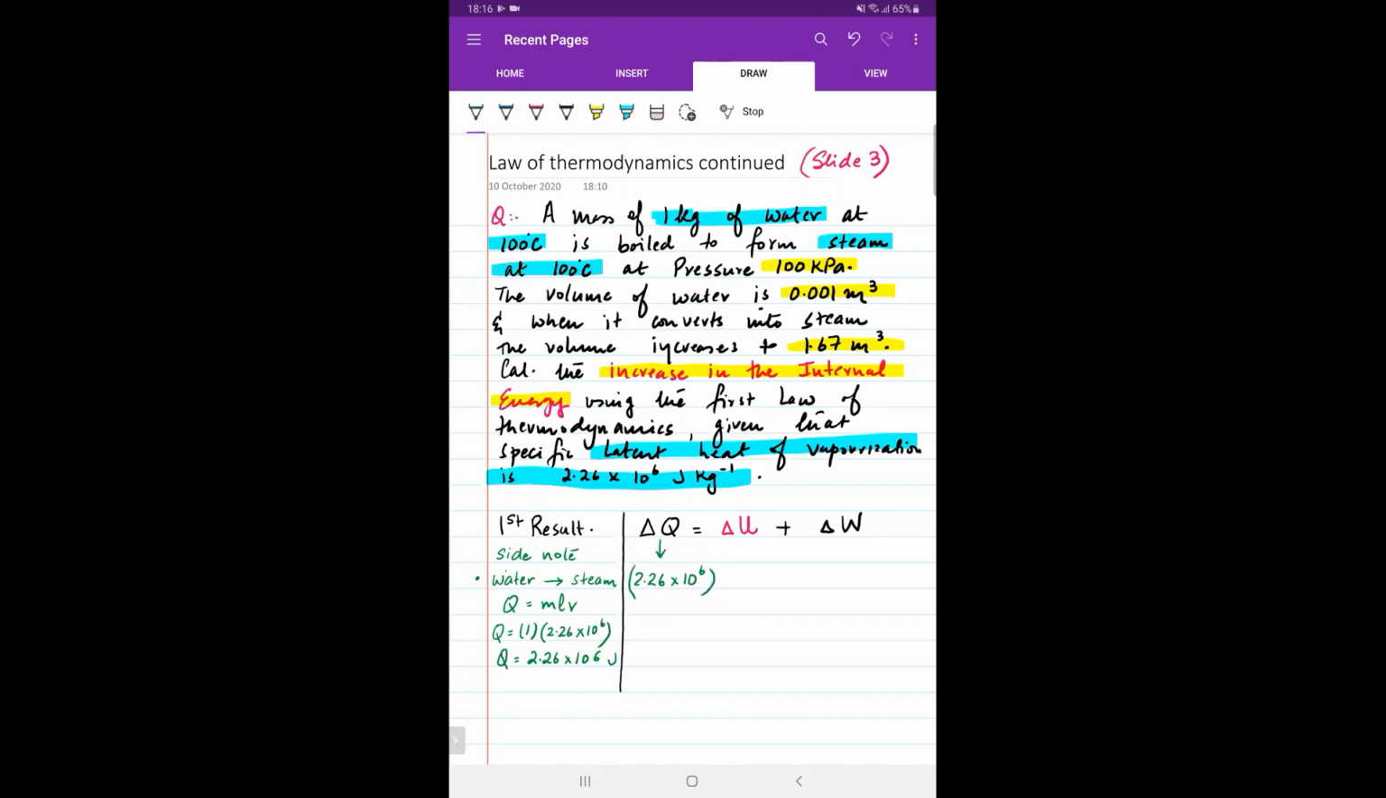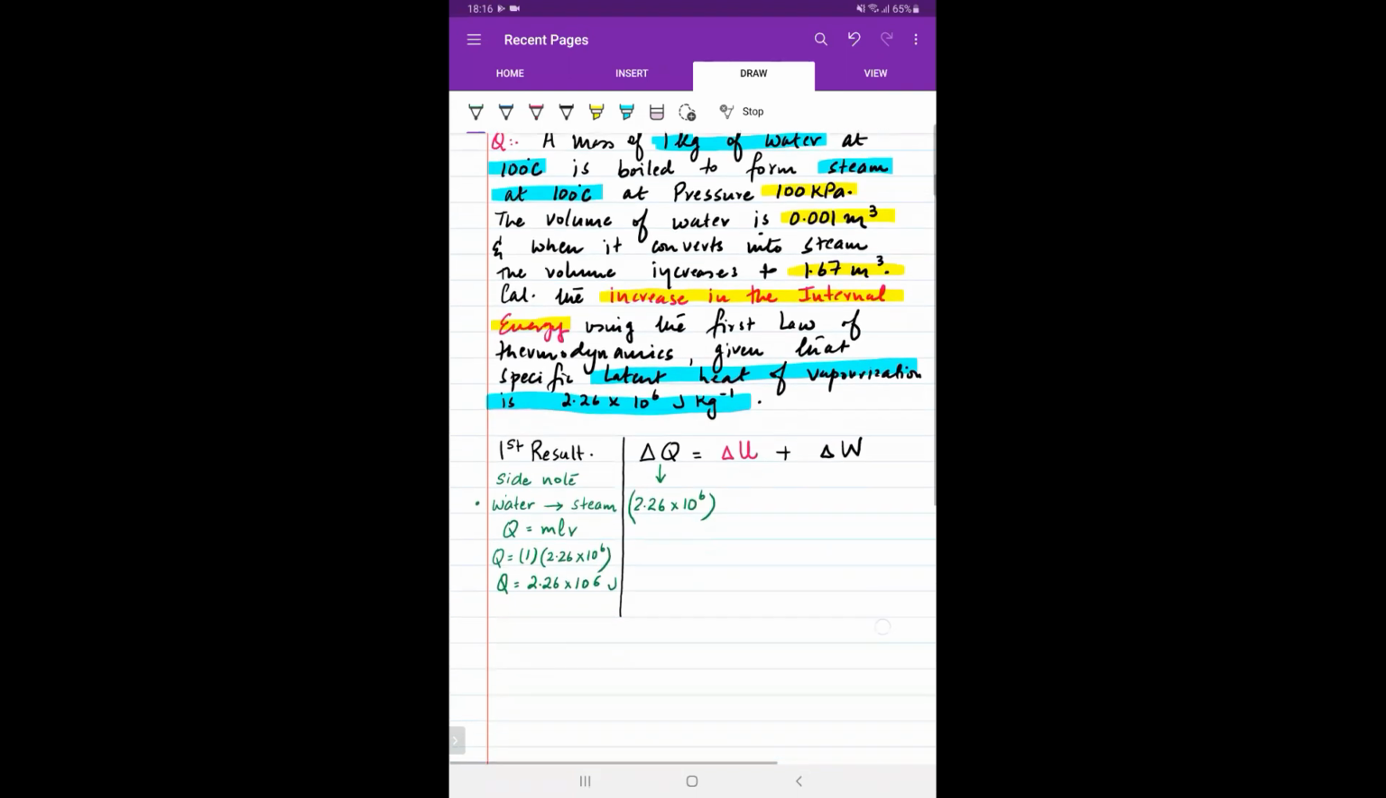The results that come, I keep plugging them in. The first thing I did is that since water is converting into steam, that's the working done with the green marker. So Q is equal to mLV. Mass was given to me, latent heat was also given to me. So the energy supplied Q works out to be 2.26 times 10 to the power of 6. I've plugged in that answer.